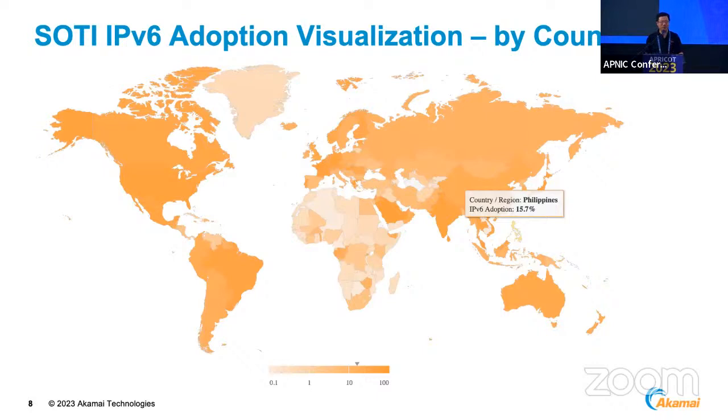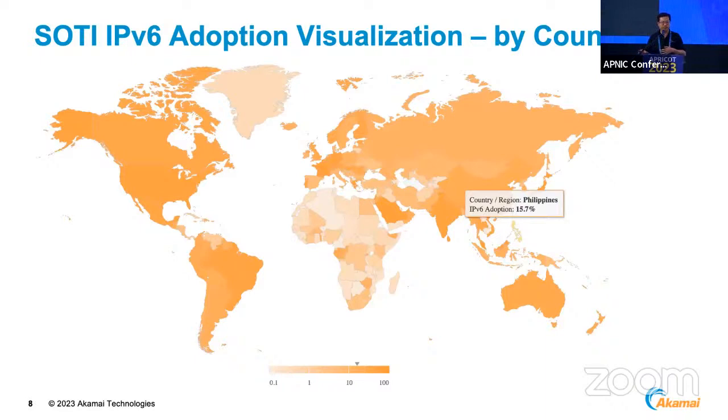Now we zoom down into the Philippines since we are here. This is what we call SOTI. SOTI is the State of the Internet report. You can check it on our website as well. We measure the V6 adoption in a map format that you can click into, to see which country has higher V6 adoption. We found that the Philippines, this data I think we just captured this morning, is 15.7%. But this is talking about the whole Philippine user base.